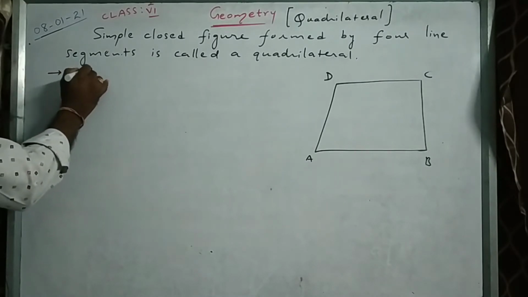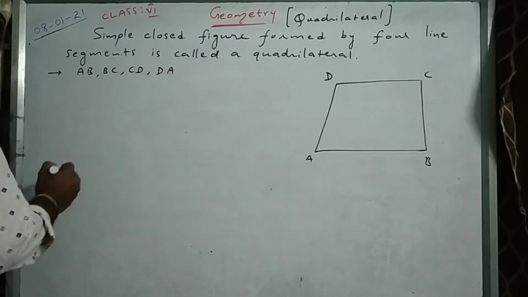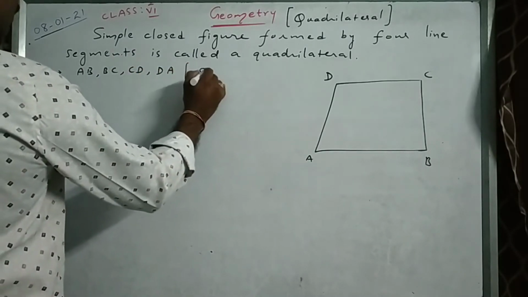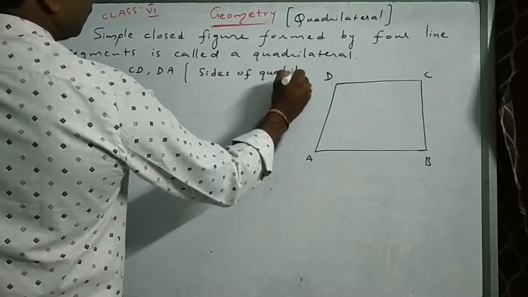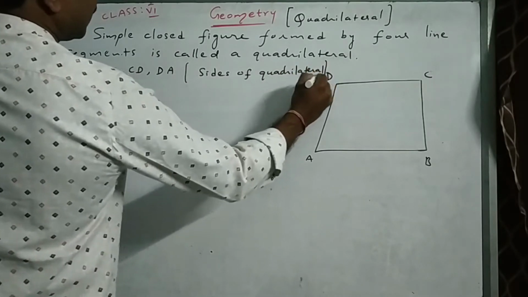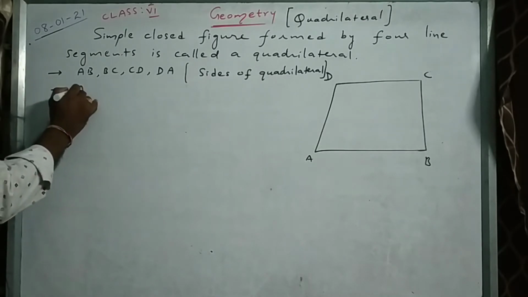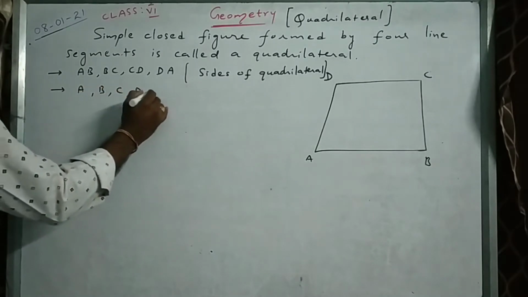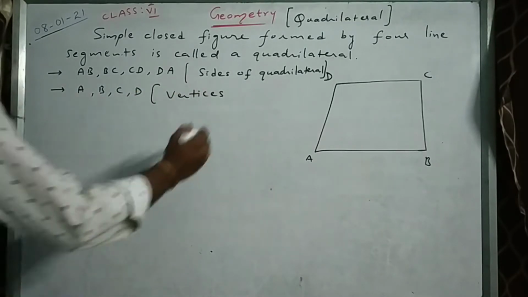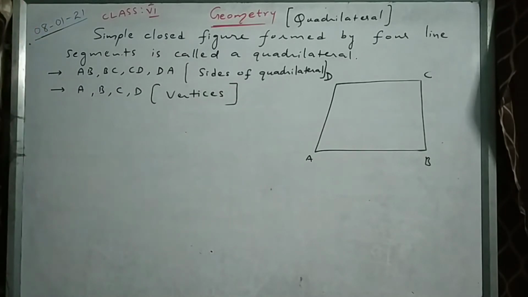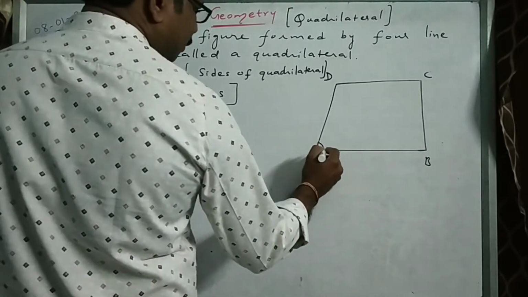So, what do you call AB, BC, CD, DA? They are called sides of a quadrilateral, right? Or line segments. A, B, C, D are vertices. Vertex singular, vertices plural. Okay, and we have four angles, right?